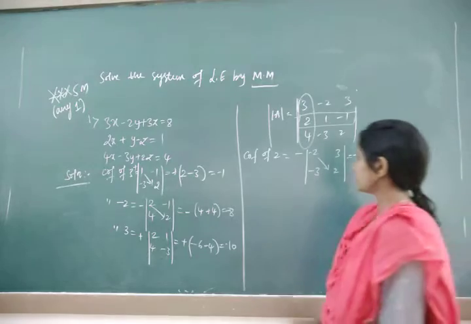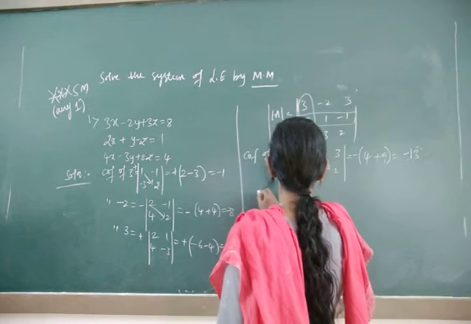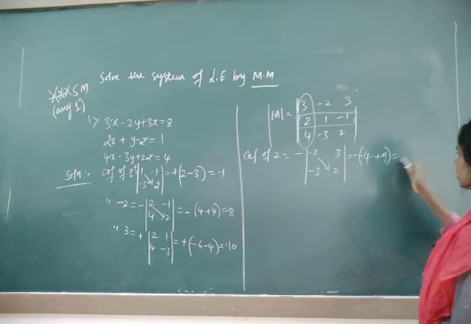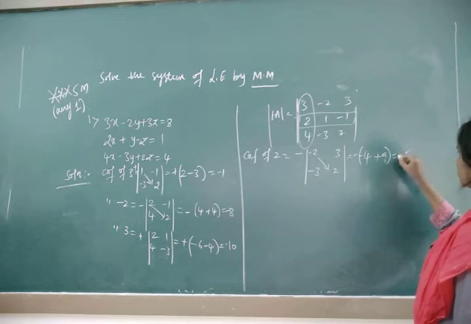Next you take the cofactor of 1. It's a minus 4, sorry. Minus 4 plus 9, it's a 5, minus 5.